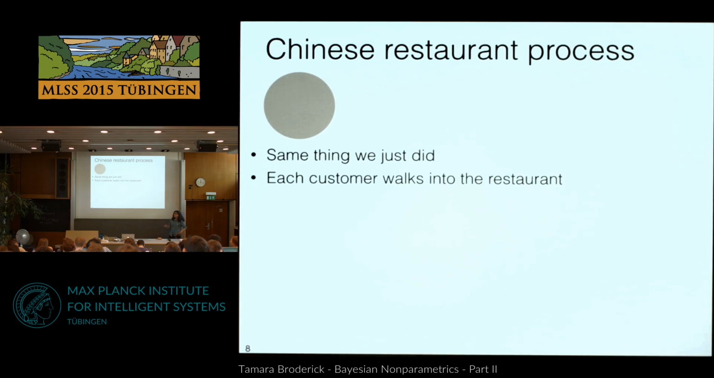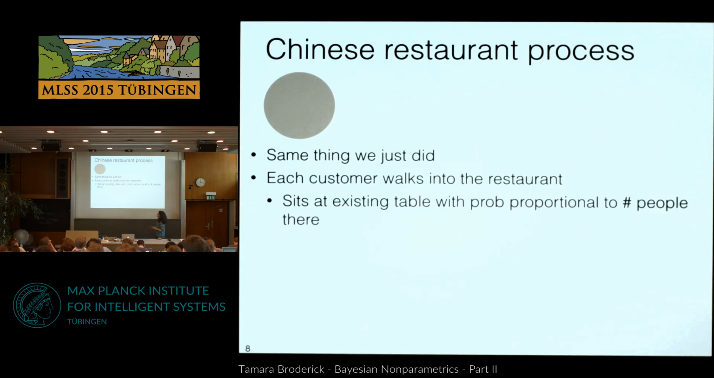Each customer walks into the restaurant, and they either sit at an existing table with probability proportional to the number of people who are there. Those are the balls in the urn. Each table is like a different color. Or they form a new table with probability proportional to alpha. Remember, we had this great question about what is the mass of the magical 8-ball in the Hoppy urn. It's alpha.